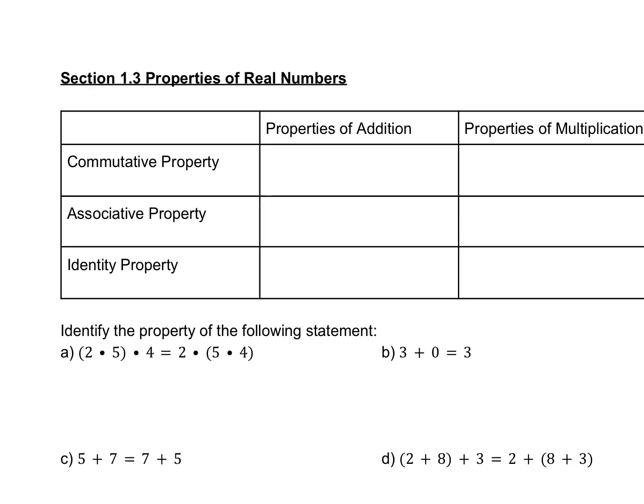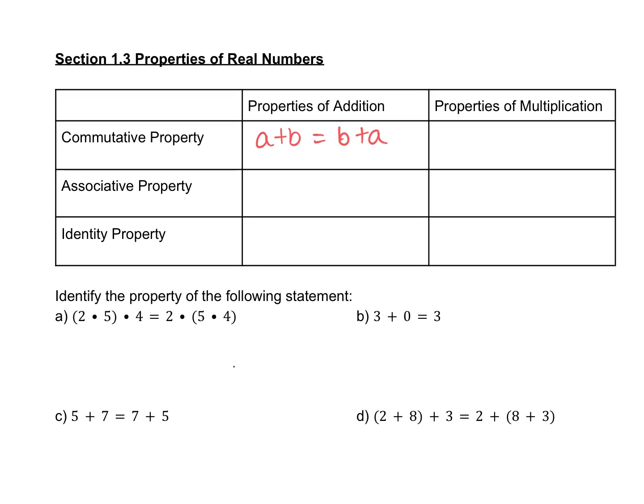Okay, so commutative property. This means that you can add in any order. So here's the example we're going to write down. For addition, A plus B is equal to B plus A. All that means is in addition, you can flip-flop it. Same thing goes in multiplication. You can multiply in any order. So A times B is equal to B times A.